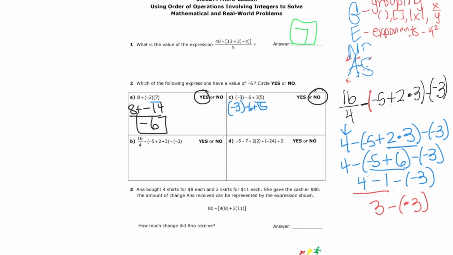Remember what we did in the last problem? We did that keep, change, opposite. So I'm keeping my first number, and I'm changing because I'm adding the opposite. I'm going to change that to an addition sign. What's the opposite of negative 3? The opposite of negative 3 is positive 3. So now I'm going to add 3 plus 3, which is 6. So this is going to be equal to a positive 6.